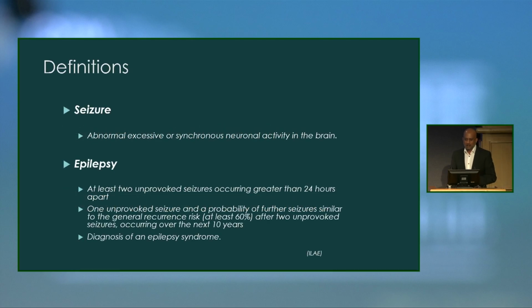So let's run through some basic definitions. What is a seizure? A seizure is an abnormal, excessive, or synchronous neuronal activity in the brain. Epilepsy is a disorder where one is more susceptible to having recurrent, unprovoked seizures. By the International League Against Epilepsy, the definition is at least two unprovoked seizures occurring greater than 24 hours apart, or one unprovoked seizure with the same risk as someone who's had two unprovoked seizures, or if one has an epilepsy syndrome.